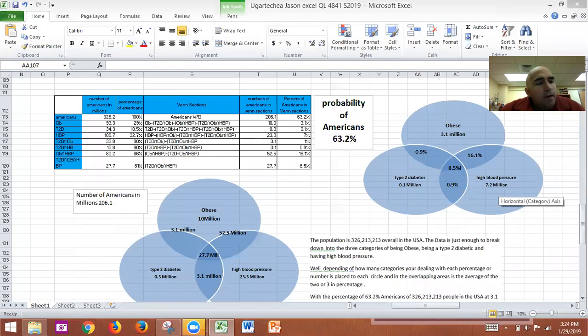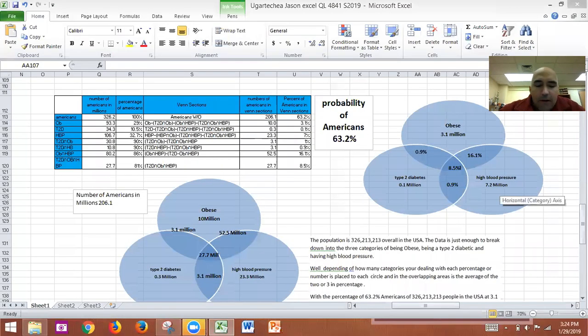In here now we have a Venn diagram of Americans in the millions, percentages, and then the given sections: numbers of Americans in the Venn sections, and the percent of Americans in the Venn sections. So we have obesity, type 2 diabetes, high blood pressure, type 2 diabetes and obesity, type 2 diabetes and high blood pressure, obesity and high blood pressure, and type 2 diabetes, obesity, and high blood pressure.